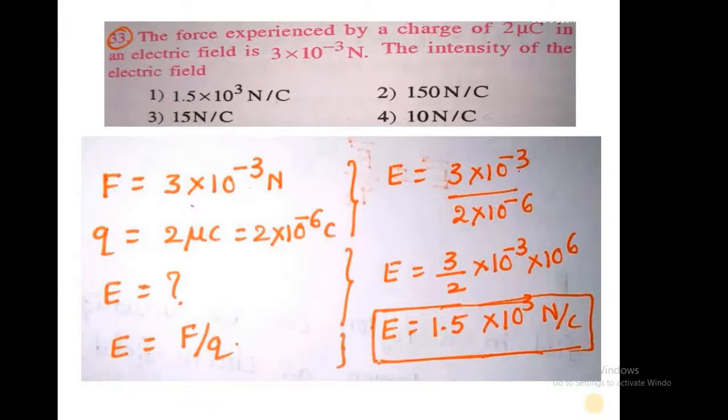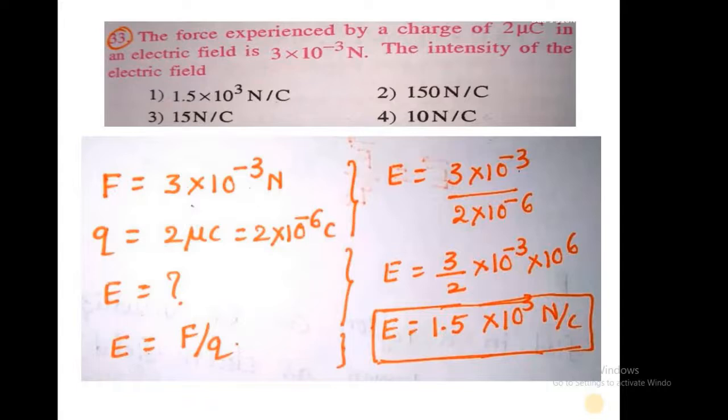The given conditions are force F equals 3 into 10 to the power of minus 3 newtons, and the charge is also given. Charge Q equals 2 mu C. Here mu means micro, that equals 10 power minus 6 coulombs. Here E equals question mark, that means we have to find the intensity of the electric field. Therefore, according to the definition of the intensity of the electric field, E equals F by Q. Here F equals 3 into 10 to the power of minus 3 and Q equals 2 into 10 to the power of minus 6.